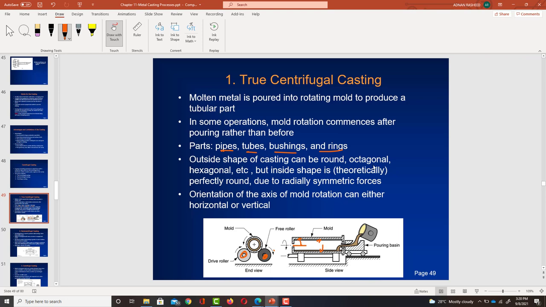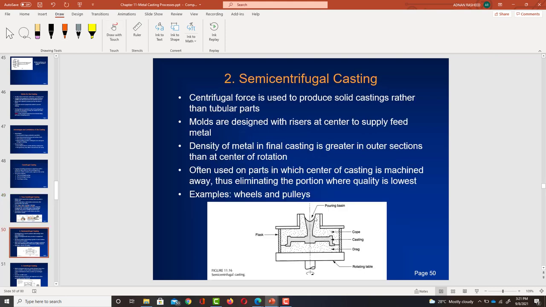The outside shape of the casting can be round, octagonal, hexagonal, depending on the mold cavity again. And the orientation of the axis of mold rotation can be either horizontal or vertical. So this can be horizontal. This is the example of horizontal. You can have a vertical mold that is rotating.